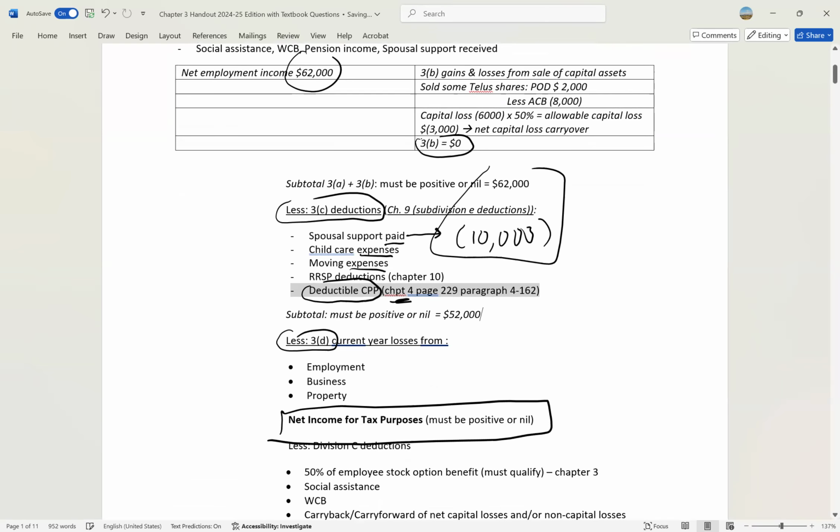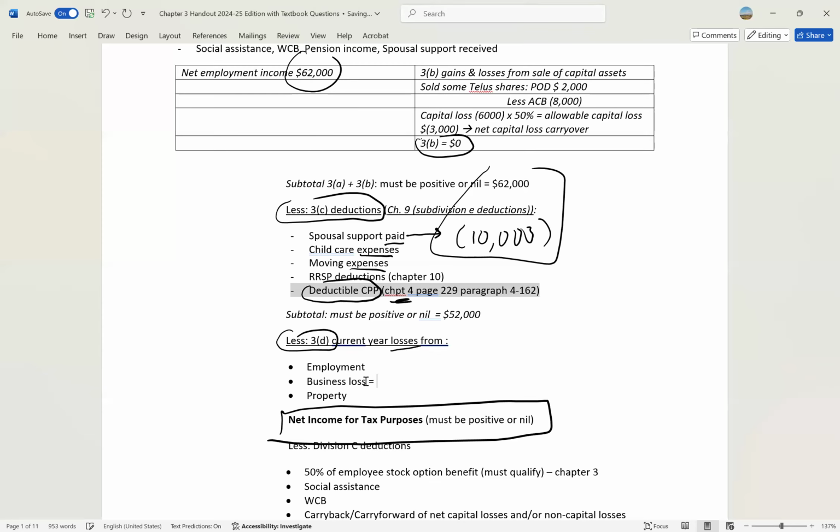Then we move on to 3D. 3D are losses from employment, business, and property. Now, it's very unlikely that you have an employment loss. The only time where you might have an employment loss is maybe you're a salesperson and you just started with the company at the end of December. And because you're a commission salesperson, you had to incur a bunch of expenses, for example, maybe advertising, promotion. And so that might be the rare example where you might have an employment loss, but most of the time your employment income is going to be positive. Now you could have a business loss or you could have a rental loss. So those are quite common.